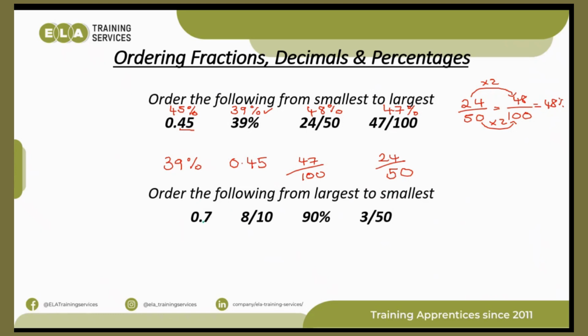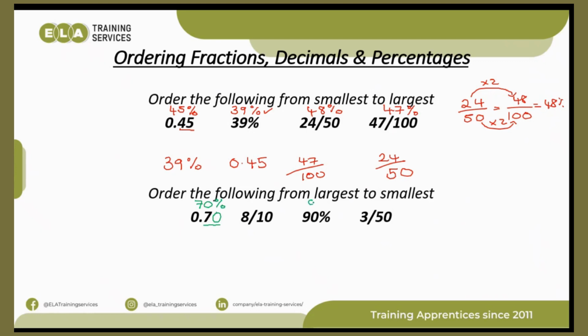So here we've got 0.7, and the most common mistake that people make here is they say it's 7% because you've only got one digit. But remember, sometimes with decimals, zeros are not put in because they're not needed. That is actually 0.70, so it's super important to know that that's 70%.